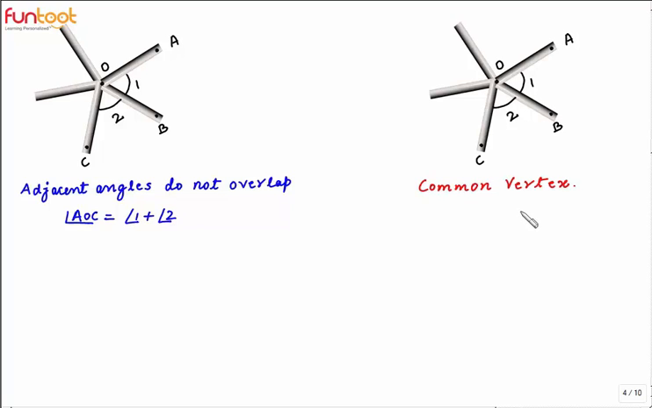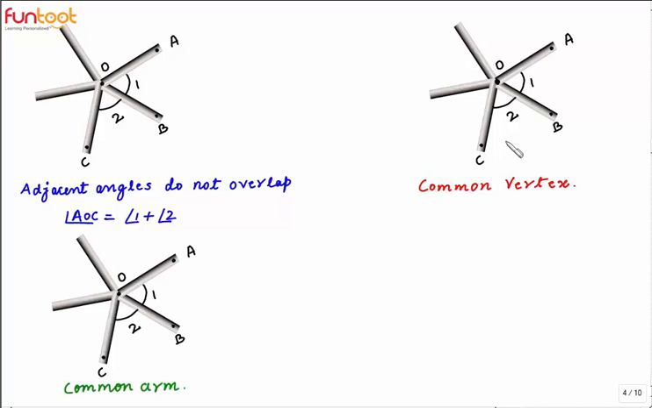Second mathematical property is a pair of adjacent angles have a common vertex. So in angles 1 and 2, we can see that point O is the common vertex. It is common to both angles 1 and 2. Third mathematical property is that a pair of adjacent angles have a common arm. So in angles 1 and 2, we can see that OB is the common arm.